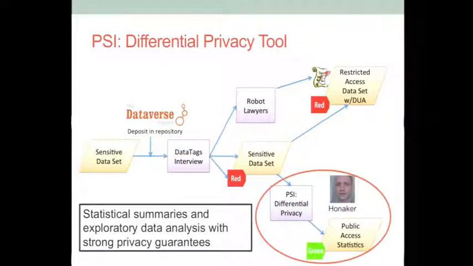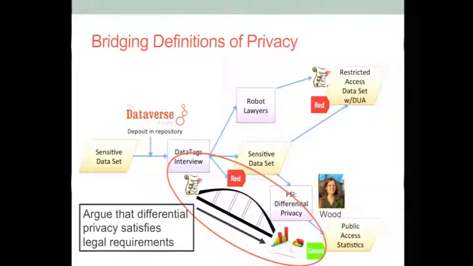Okay. In addition, there's one piece that isn't yet reflected on this picture, which is how do you go from the legal requirements as encapsulated in things such as data tags and robot lawyers to the mathematical models of privacy that something like differential privacy talks about. And so we've also been engaged in bridging work, bridging the way the law understands privacy with the way computer scientists, mathematicians, and statisticians have been modeling and thinking about privacy, in order to make an argument that these tools should satisfy those legal requirements.